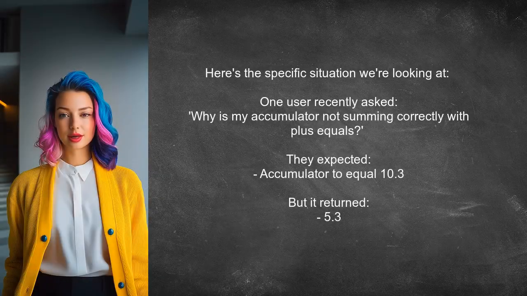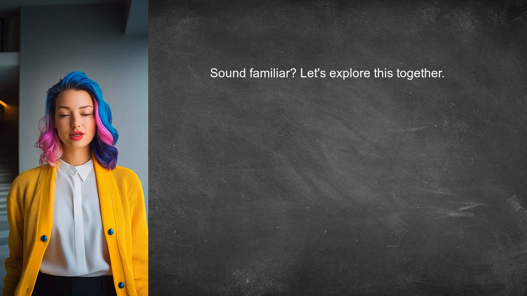Let's take a look at a specific case. One user recently asked, "Why is my accumulator not summing correctly when using the plus equals operator in JavaScript?" They shared a code snippet where they expected the accumulator to equal 10.3 after running two functions in parallel, but instead, it only returned 5.3. Sound familiar? Let's explore this together.